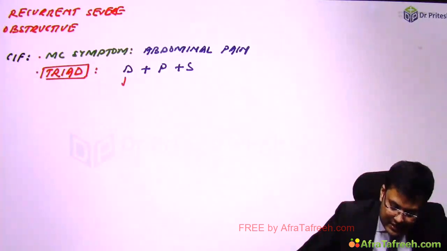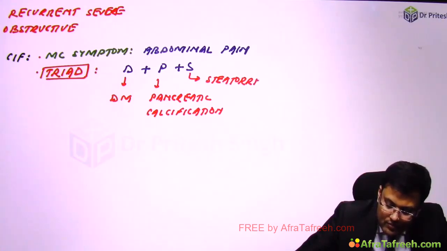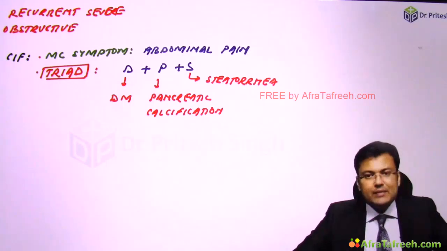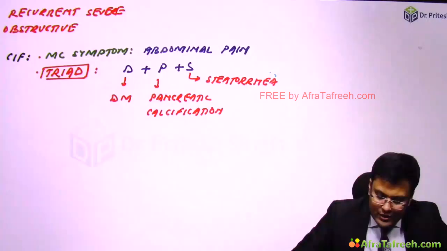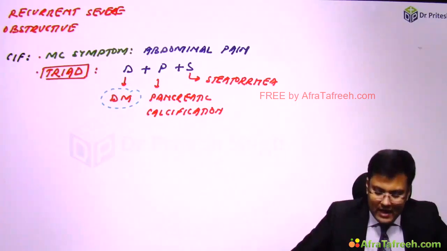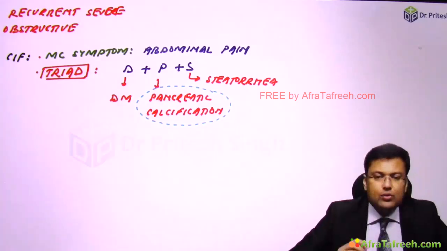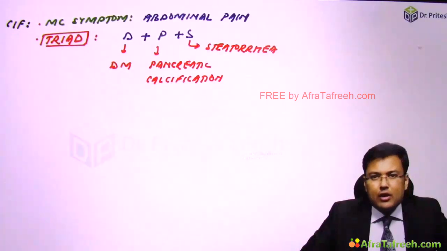So what's the meaning of D? D means diabetes mellitus. P means pancreatic calcification. And S means steatorrhea. Now can you see in the triad, this is exocrine insufficiency, diabetes mellitus is endocrine insufficiency, and there is permanent change associated with pancreas. What? Pancreatic calcification.